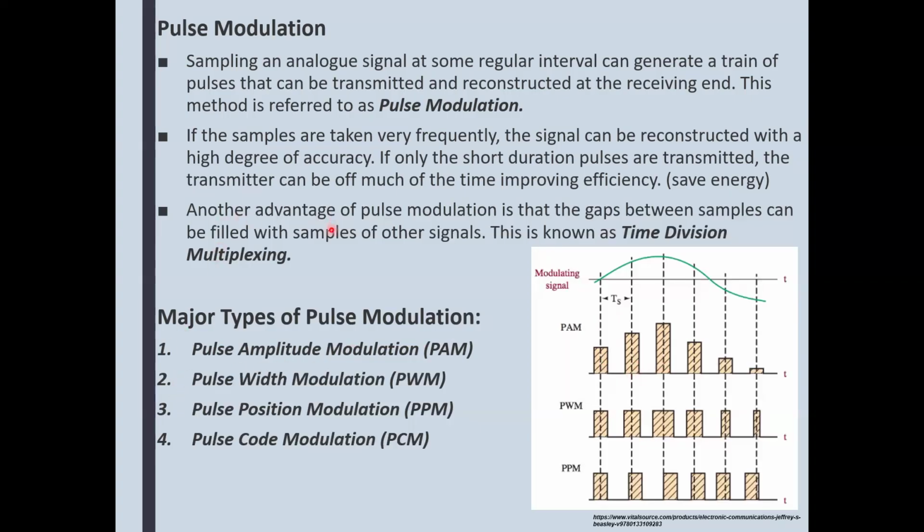So another advantage of the pulse modulation is that the gaps between the samples can be filled with samples of other signals. Now, this is known as time domain or time division, and we'll take a look at this. If the transmitter is transmitting here and waits a little bit and transmits again, waits a little bit, transmits again, and so on, then all you have to do is synchronize the receiver at the same so-called baud rate.